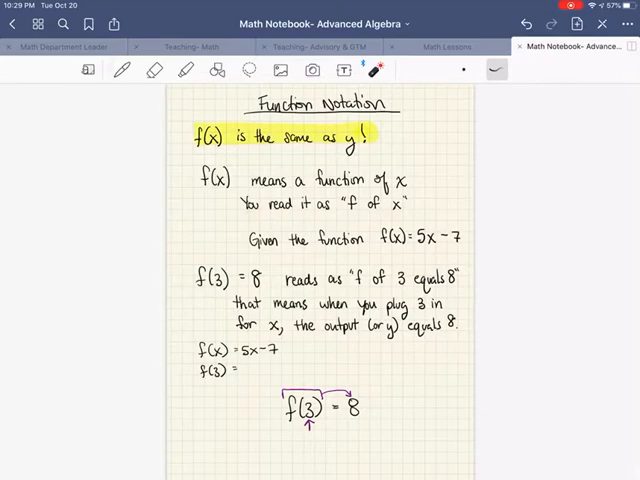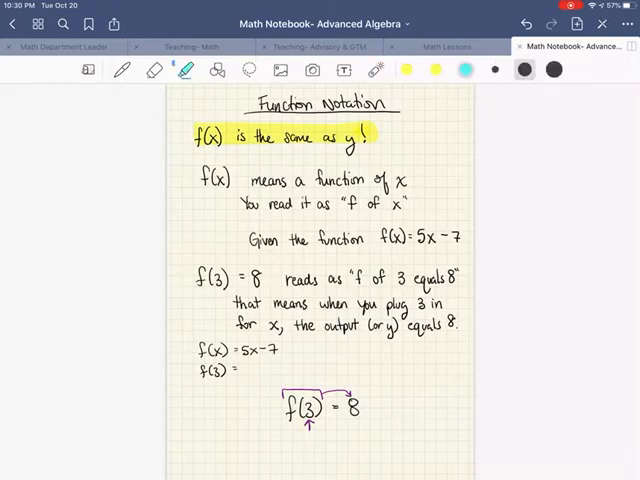Now, if we were given a function, for example, f of x equals 5x minus 7, you could input a bunch of numbers for x and find out what it would equal to, which would be y or f of x. Let's look at an example. f of 3 equals 8. That's how we would say that. So we would read it as f of 3 equals 8. Write that down in quotes. So you write reads as f of 3 equals 8. That means when you plug 3 in for x, the output or y equals 8.